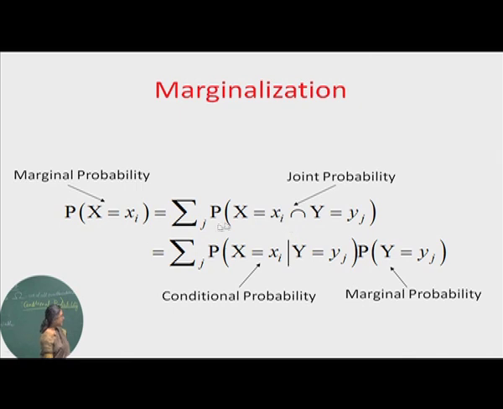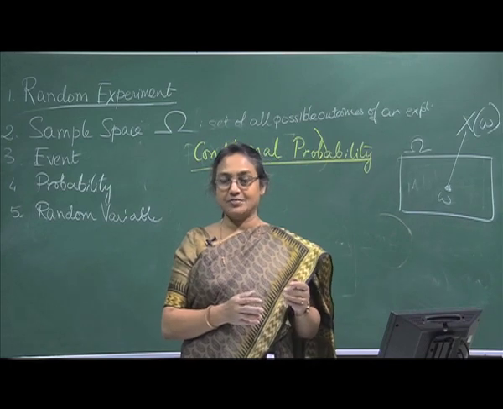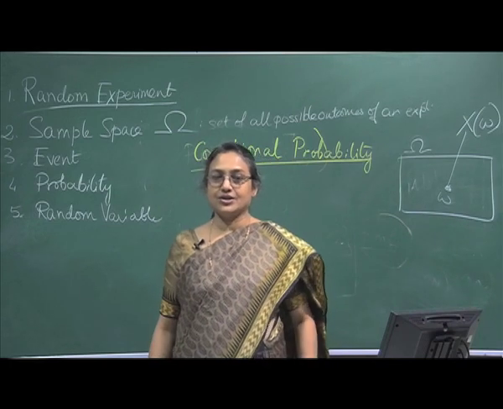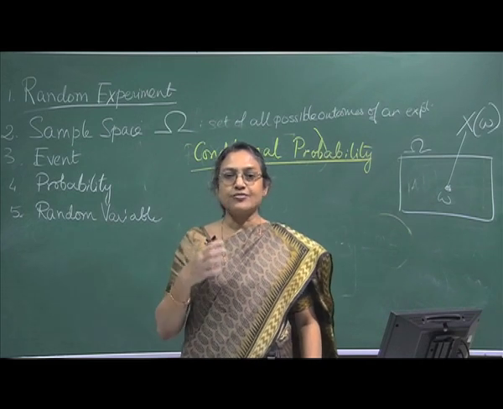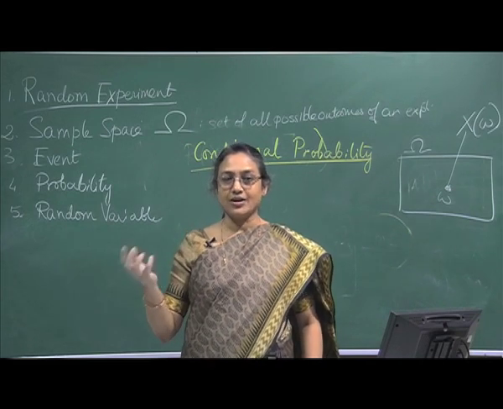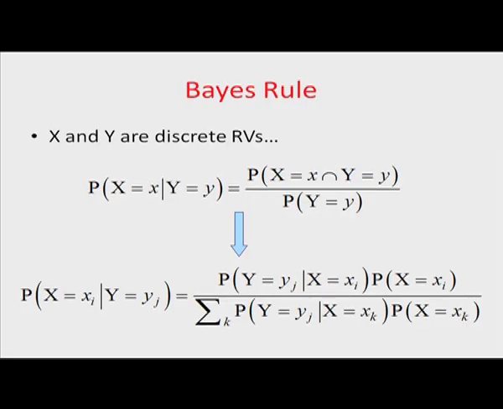And this operation that we performed is called marginalization. When you have a joint distribution and you are interested in a subset of the random variables, not all the random variables in the joint distribution, you can take the summation over the values of those variables which you are not interested in, and this process is called marginalization.